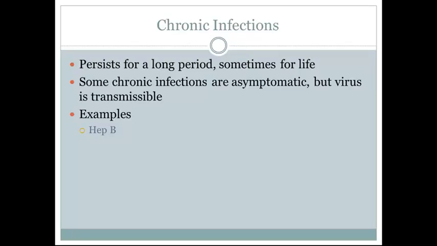Chronic infections persist for long periods of time, sometimes for life. Some chronic infections are asymptomatic, meaning they have no symptoms at all, but the virus is transmittable. A good example of this is hepatitis B. Hepatitis B can lay dormant for long periods of time before showing symptoms or taking effect. Hepatitis B is also very hardy. It doesn't die easily. It can remain on surfaces and on a person's hands for a long period of time.